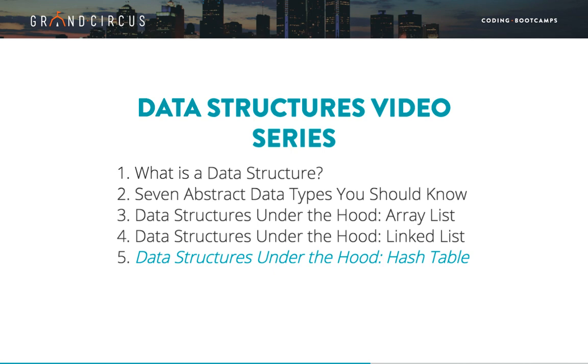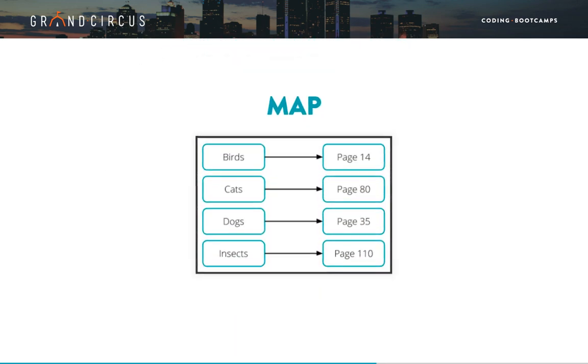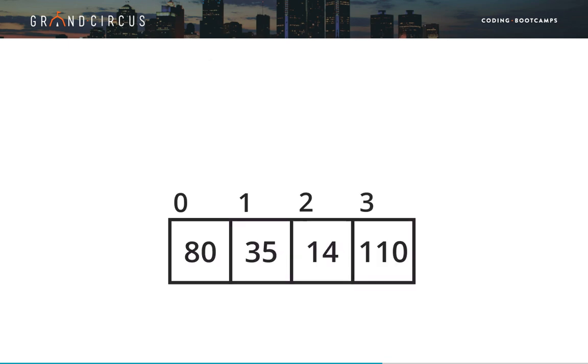Let's dive into using hash table as an example. Hash table is a very common data structure used to implement the map abstract data type that we talked about in an earlier video. To review, maps store values that can be accessed by keys. Consider this map. We want to be able to use the cats key to efficiently get back the value 80 as the page number. This is similar to using indexes to get values in an array, except the keys in a map can be any type, not just numbers, and they aren't necessarily sequential.